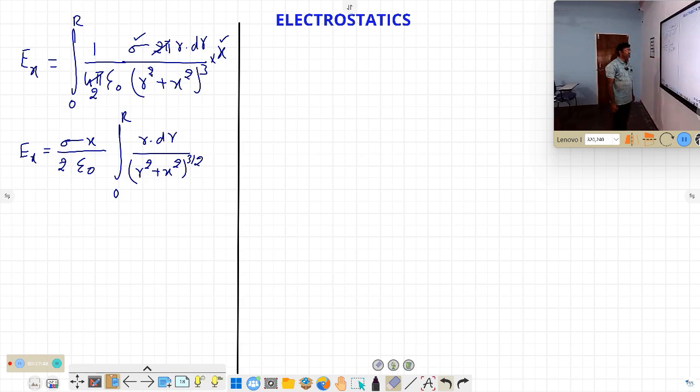To get this integration, by a simple method, we can take r square plus x square equal to t. I am considering it as t.